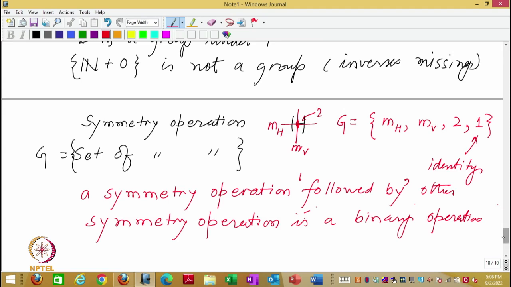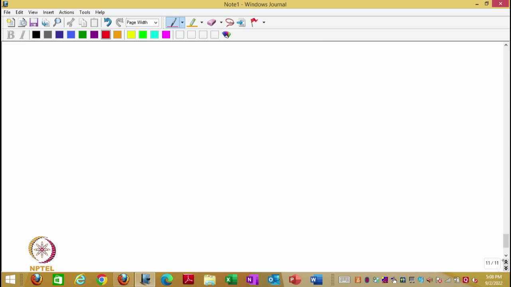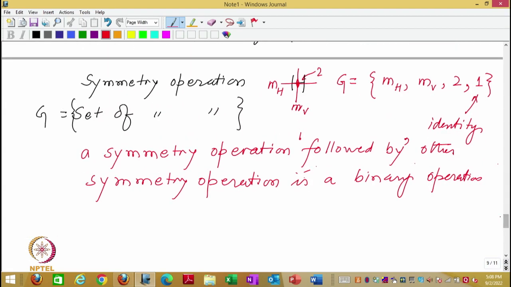So, with this definition, now that I collect all the symmetry operations of an object and I combine them by the operation of followed by, does it form a group? So, let us explore that. Let us look at one by one.